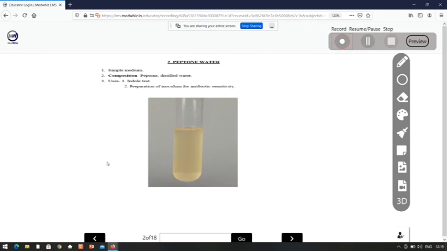Next we have peptone water. Again, it is a very simple medium. Its composition is peptone and distilled water, and then we need to autoclave it. This simple medium is used for biochemical reactions like the indole test, or for preparation of inoculum for antibiotic sensitivity test.